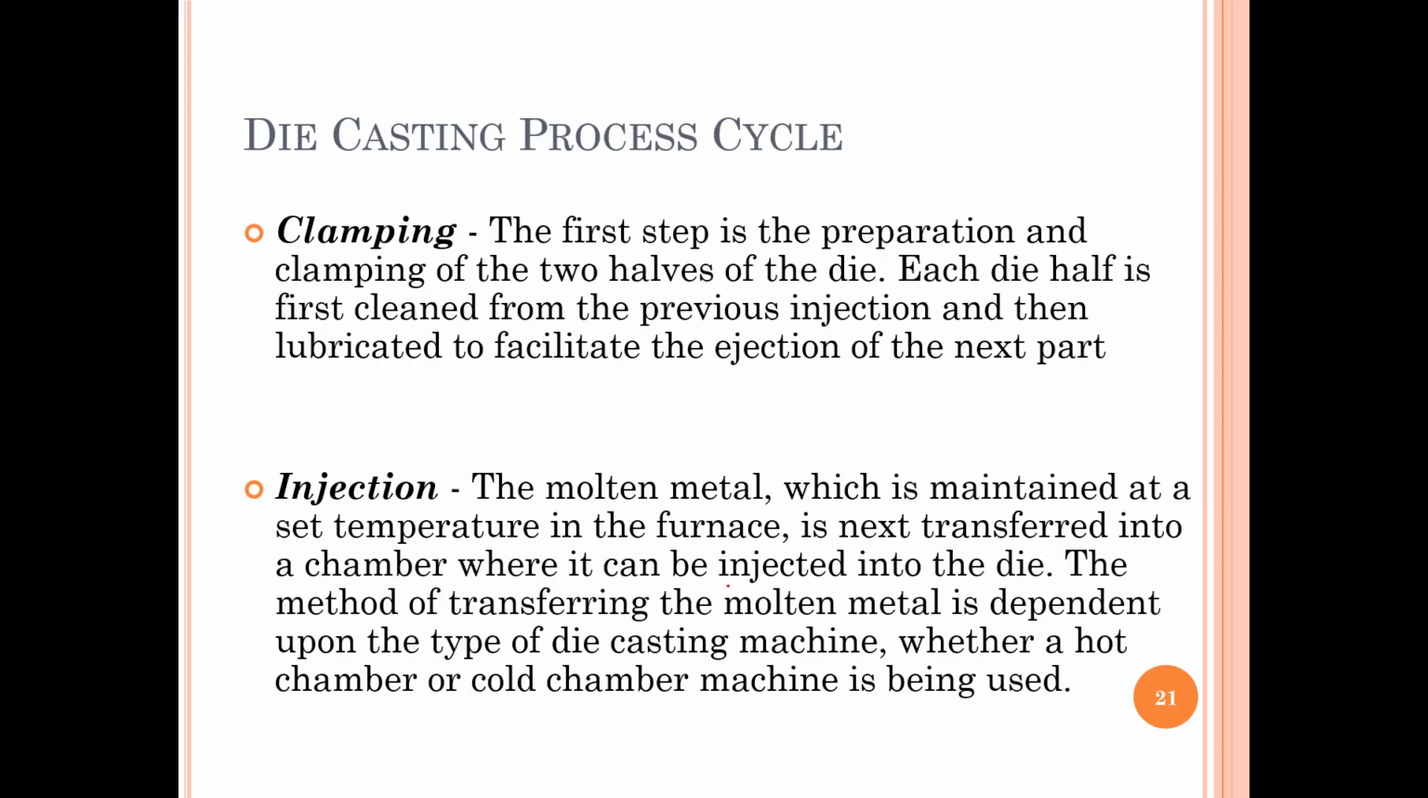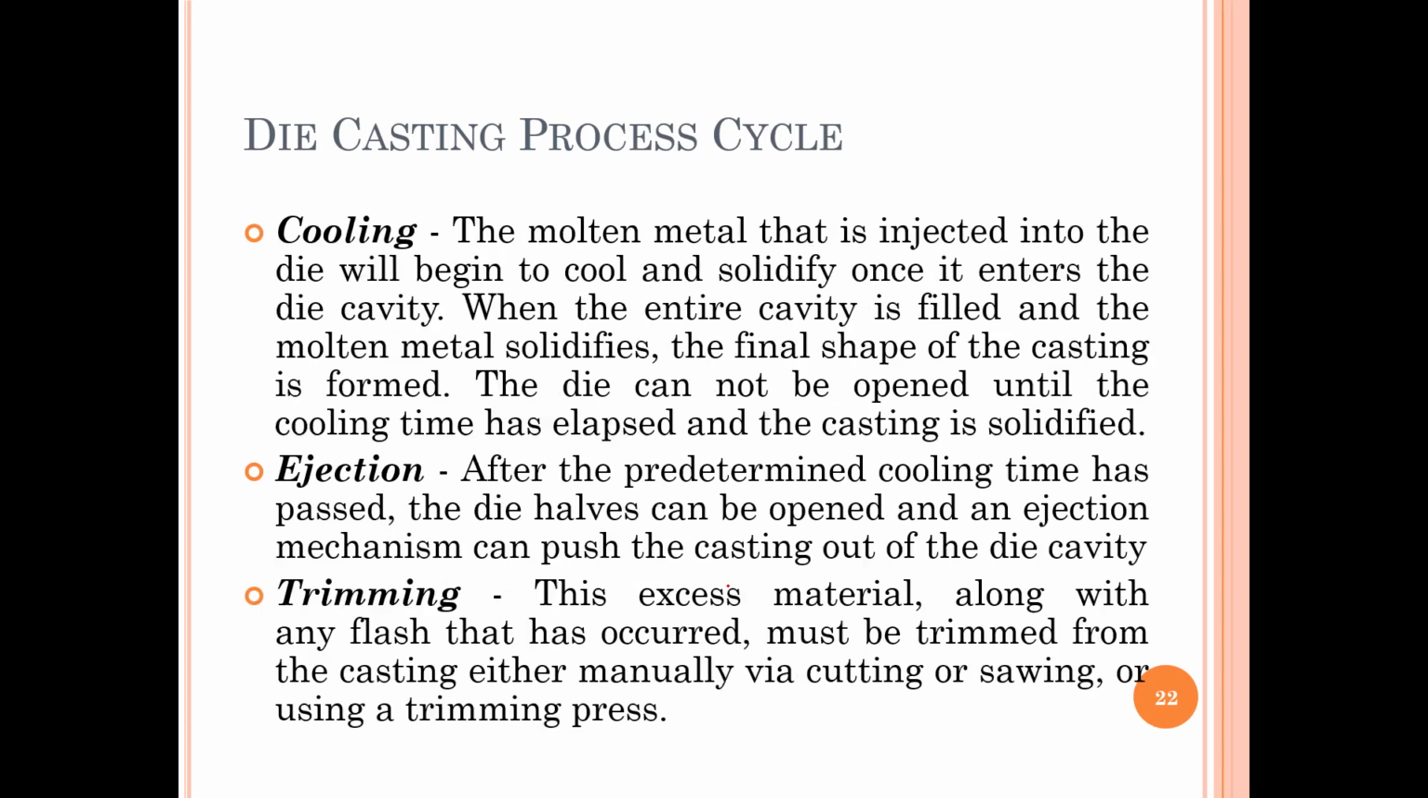Clamping. The first step is the preparation and clamping of the two halves of the die. Each die half is first cleaned from the previous injection and then lubricated to facilitate the ejection of the next part. Injection. The molten metal, which is maintained at a set temperature in the furnace, is next transferred to the chamber where it can be injected into the die. The method of transferring the molten metal depends upon the type of die casting machine, whether a hot chamber or cold chamber machine is being used.